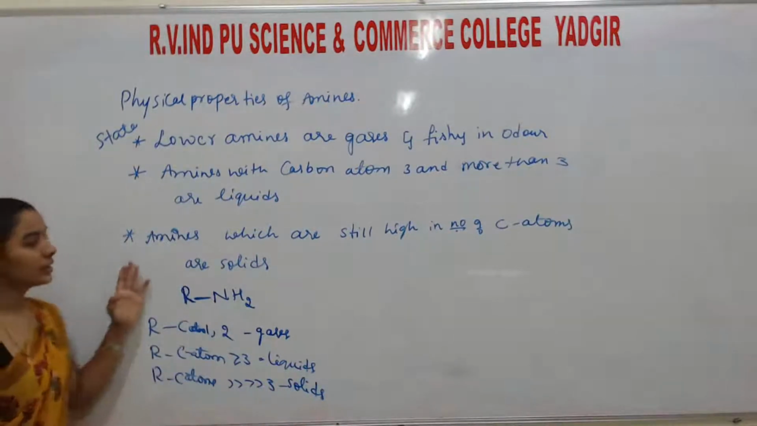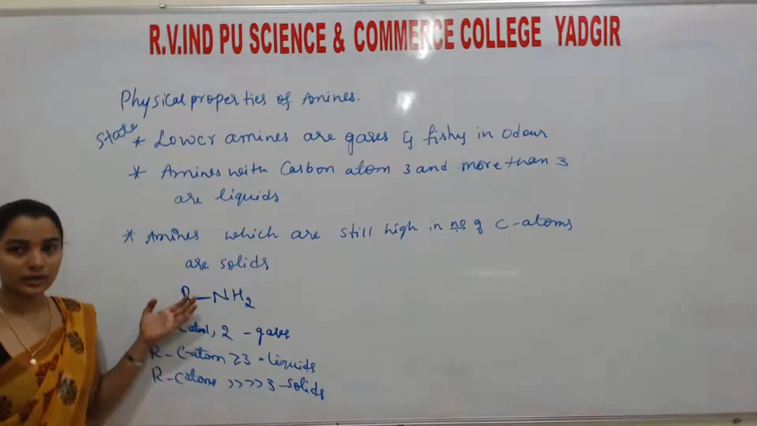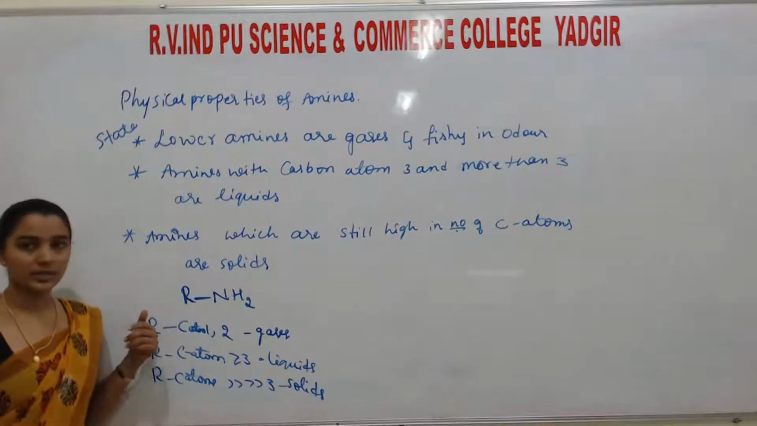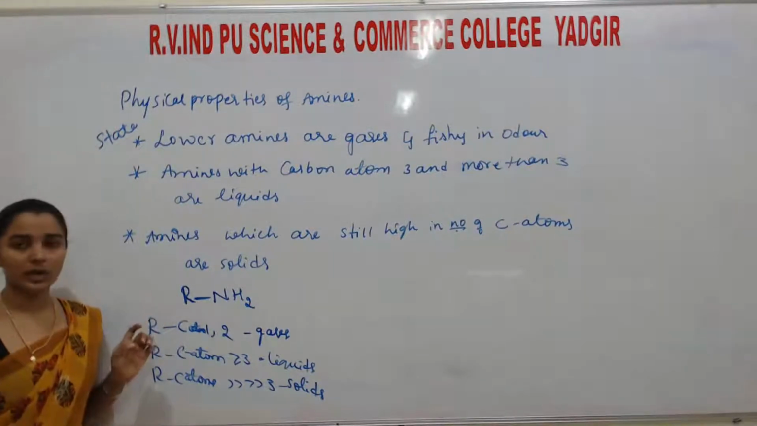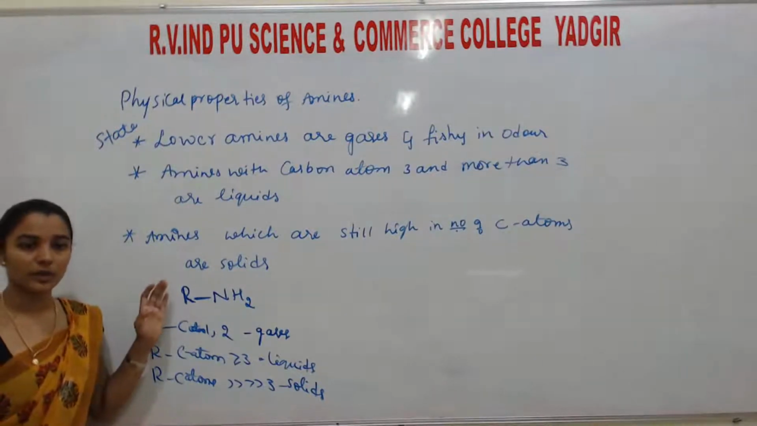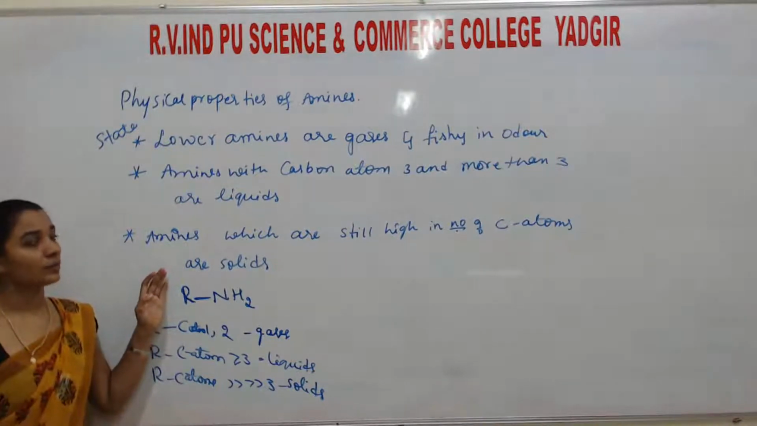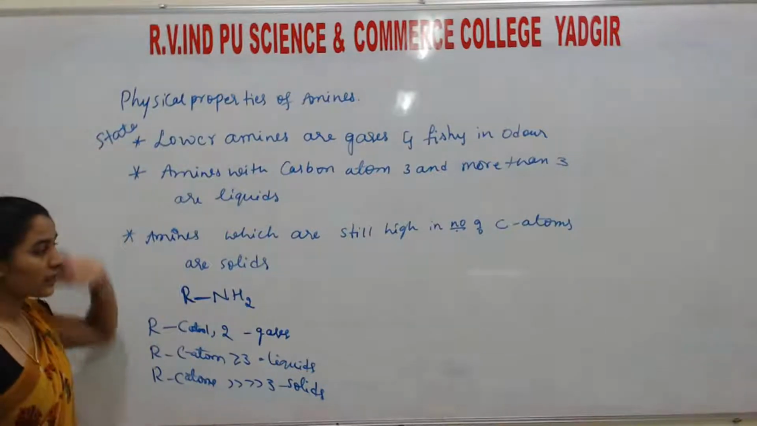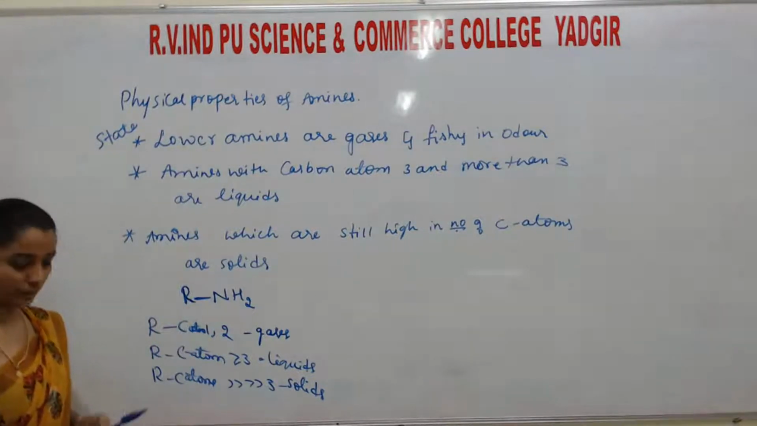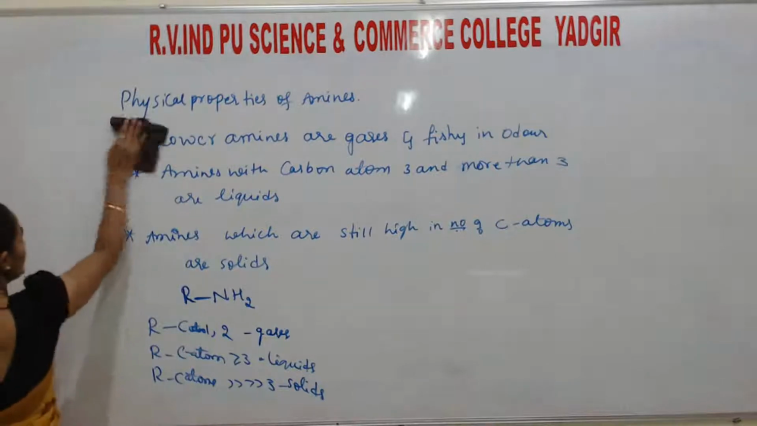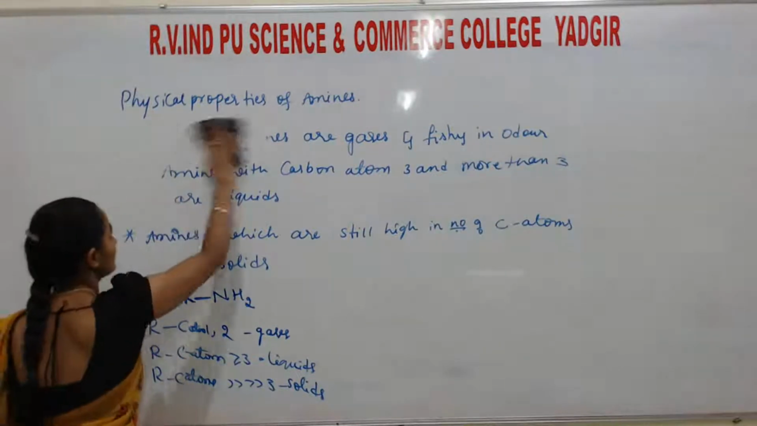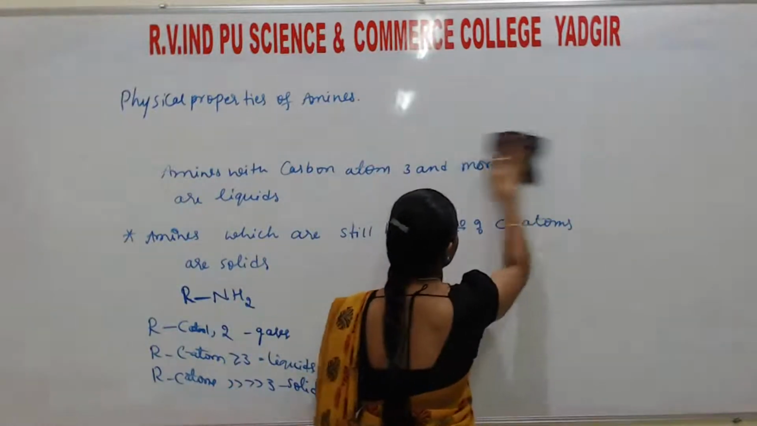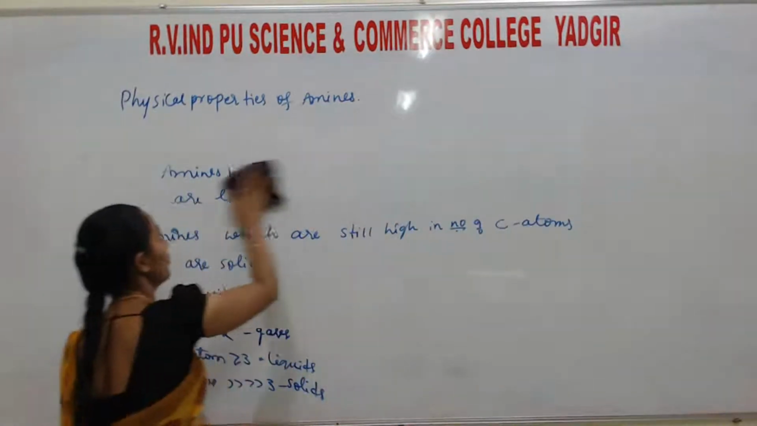Some of these amines are colored, some are colorless. That is based upon the oxidation of the amines in the presence of air or some other oxidizing agents. Color depends upon the oxidation of the compounds. Okay, students, so this is the state. Next we come to solubility and boiling point. These physical properties are very important for 1 mark questions, students.